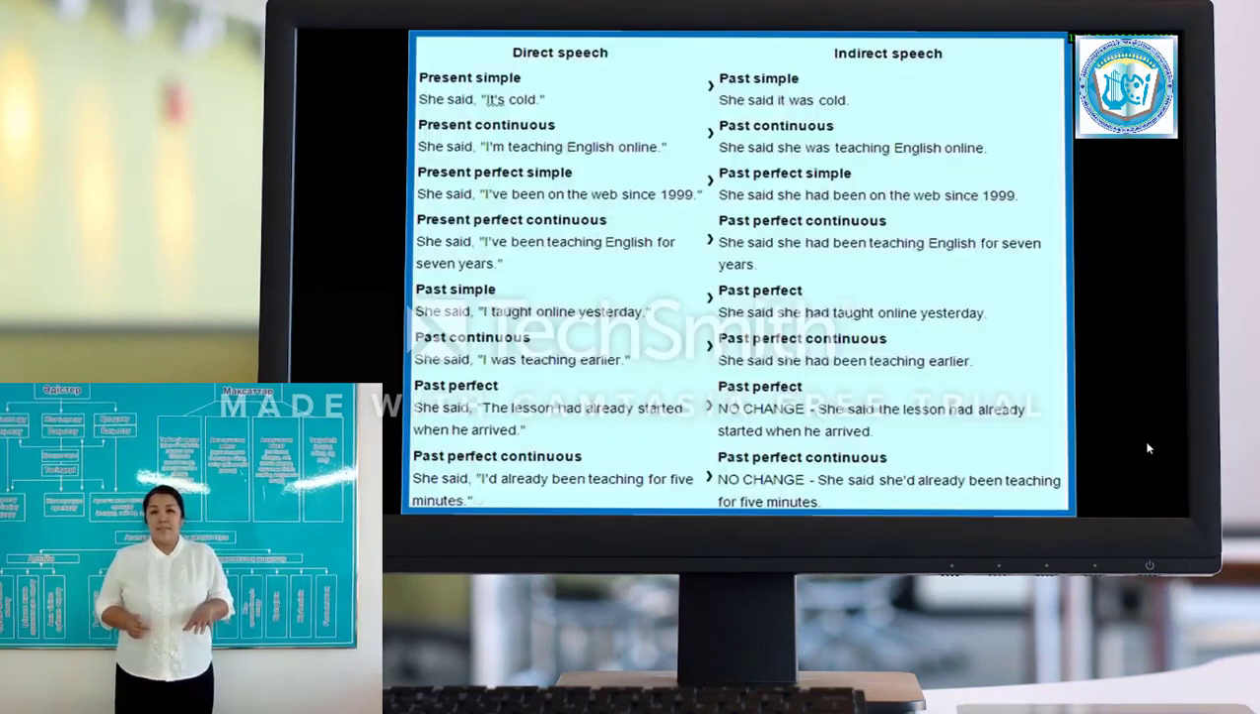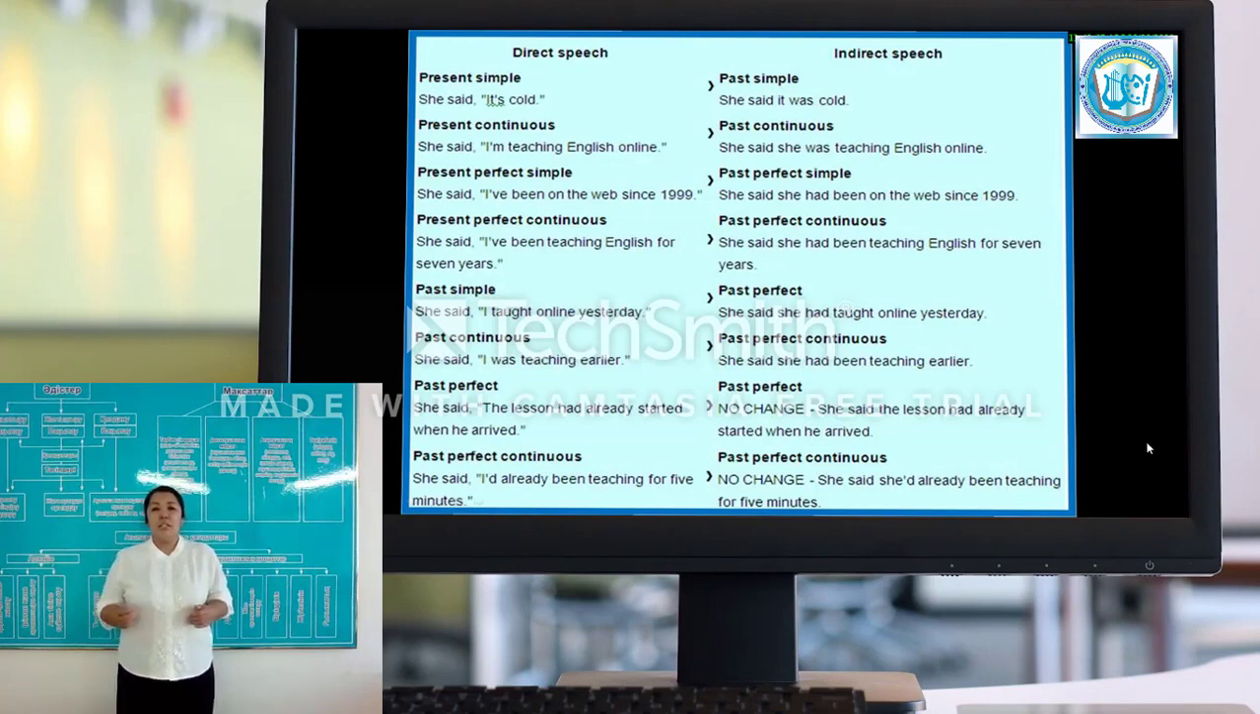The next thing is the sequence of tenses in direct and indirect speech. Present simple is changed into past, like She said, "It's cold." She said it was cold. Present continuous is changed into past continuous. She said, "I'm teaching English online." She said she was teaching English online. Present perfect simple is changed in indirect speech into past perfect, like she said she had been on the web since 1999.